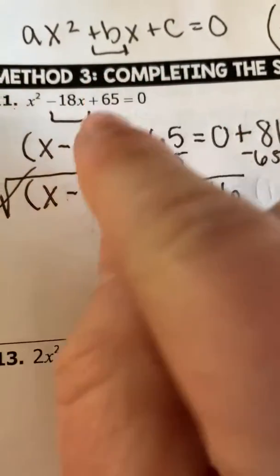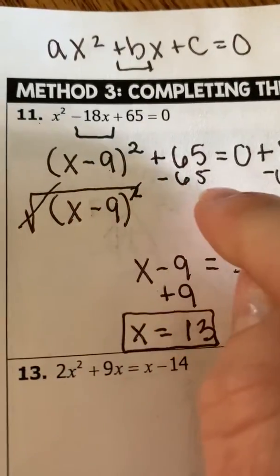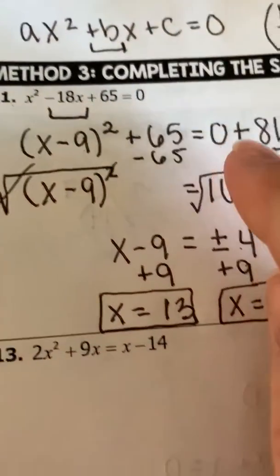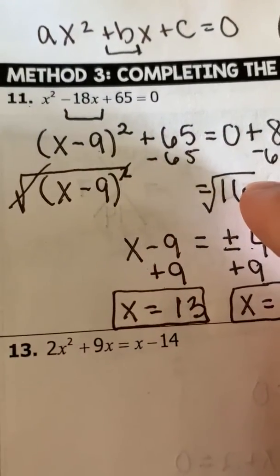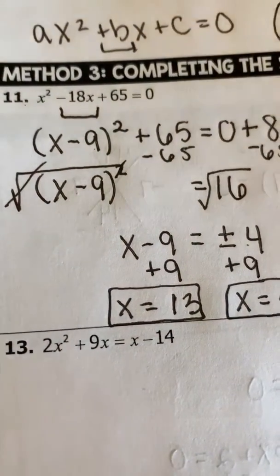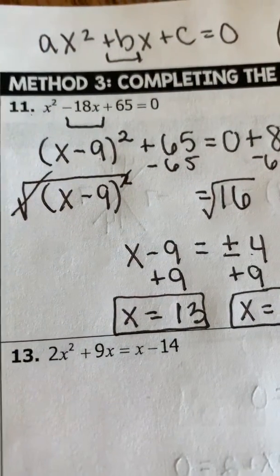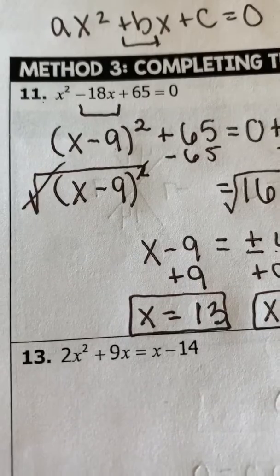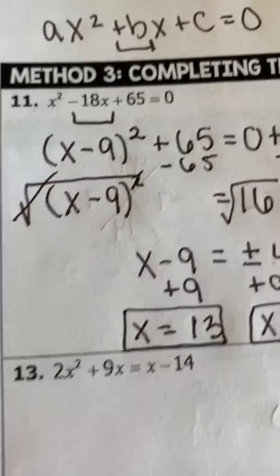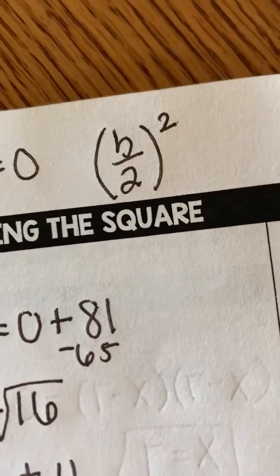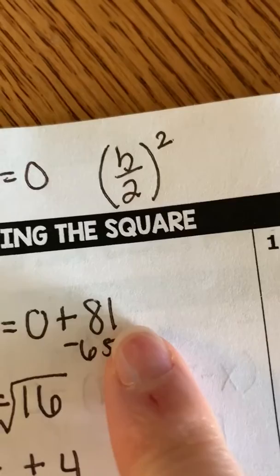Half of negative 18 is negative 9. That's the number that always goes in parentheses. You always want to move your constants to the right side of the equal sign, okay? So we did that in the second step. That could have been your first step. It doesn't matter. But the number that's super important, I like to call it kind of the magic number when we complete the square. The number that makes the square complete is your b divided by 2 squared. And that was 81 in this case.